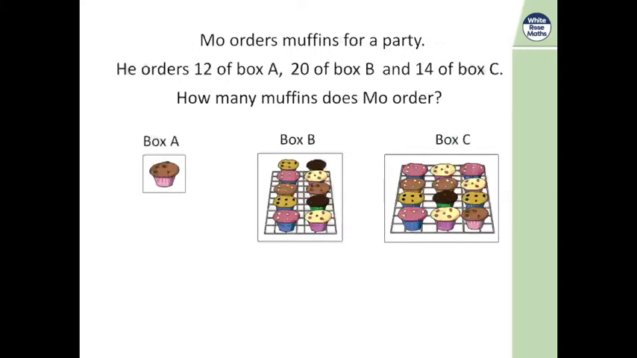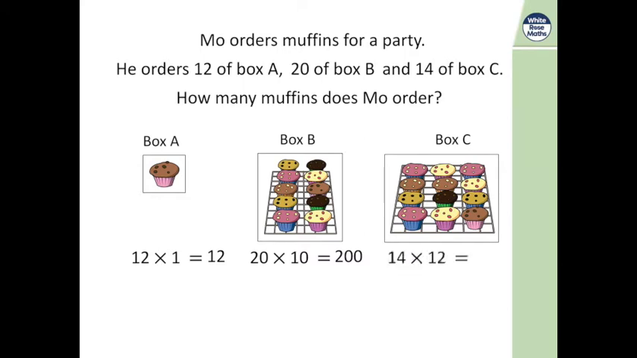Mo orders muffins for a party. He orders 12 of box A, 20 of box B, and 14 of box C. How many muffins does Mo order? Well, if he orders 12 of box A, and there's only 1 in each box, then our calculation is 12 times 1, which is 12. If he orders 20 of box B, well, if we know that 2 times 1 is 2, and 20 times 1 is 20, then 20 times 10 must be 200.